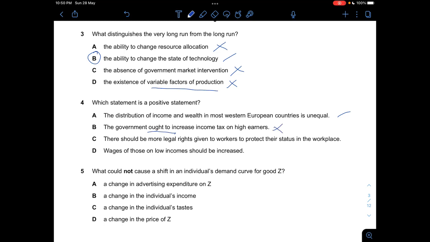C, it says there should be more legal rights. This one is an opinion. D, it says wages of those on low income should be increased. This is an opinion as well. So it has to be A.